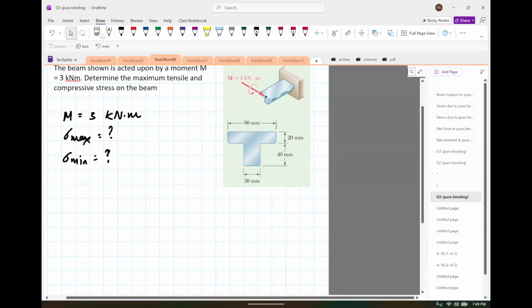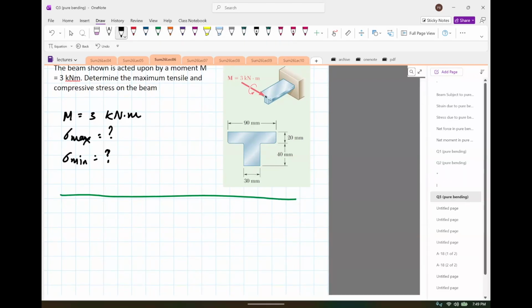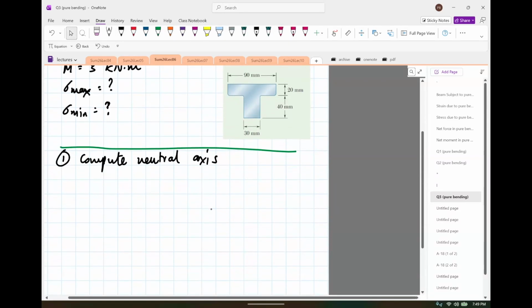Okay, so the first step is to find the neutral axis. So we'll compute the neutral axis. Okay, so once we compute the neutral axis, let's say that this section will look something like this.